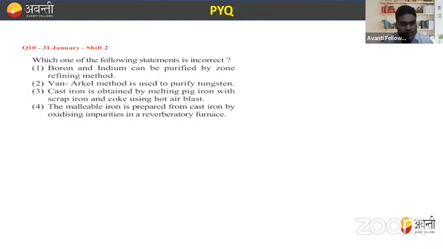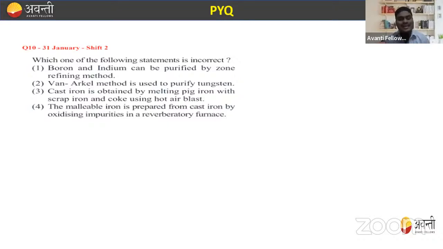Now, which one of the following statements is incorrect? Out of these, you have to identify the incorrect statement, right? The first one is that boron and indium can be purified by the zone refining method. Whether it is true or not, right? Next, move to the next point: the Arkel method is used to purify tungsten, right?